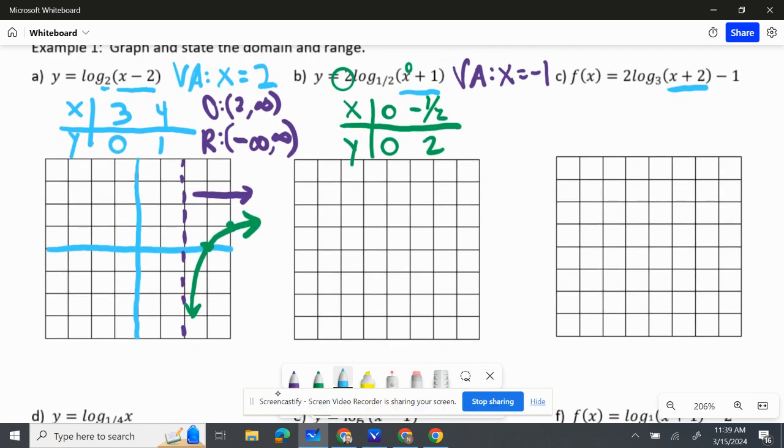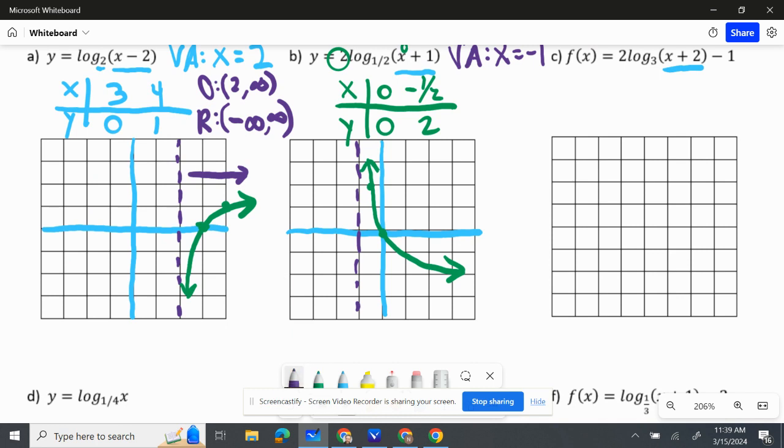So when we're graphing this, we have our vertical asymptote at negative 1. We have 0, 0. We have negative a half and 2. And here we have our log. When we're trying to figure out our domain and range, we know that our domain is going to start at the asymptote, which is negative 1 to infinity. And then our range is going to be negative infinity to infinity.